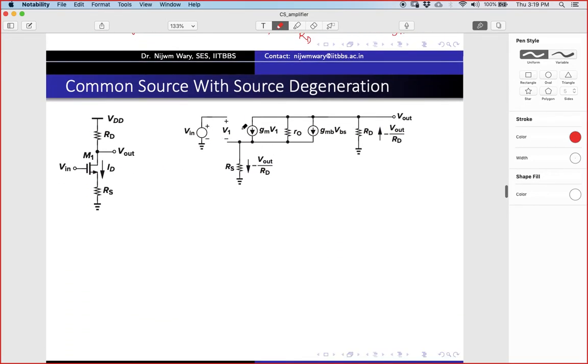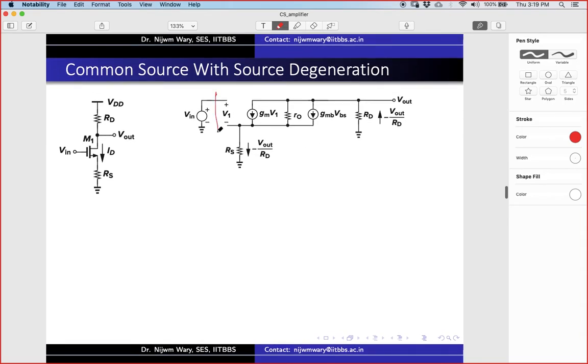If I include the RO and the body bias effect, this will be my complete model of the transistor, right? As we have discussed before, I'll have this RO, I'll have this gmb Vbs, and gmV1. Everything else will remain the same. This is my source, this is my gate, and this is my drain. So now if I write the expression of the I out here, let's start the same kind of analysis. It's again the same way we do.